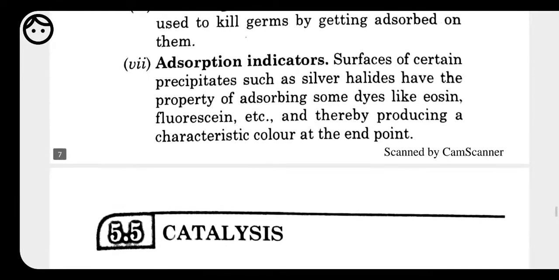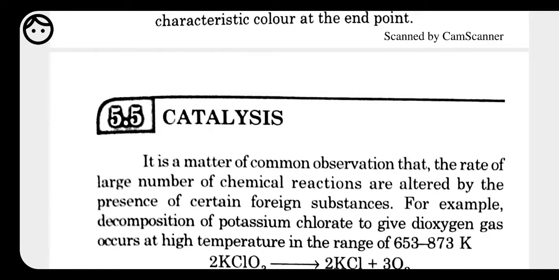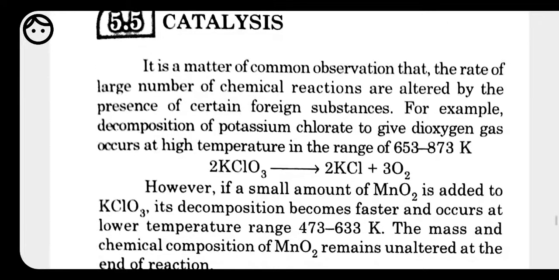Okay, now we have another topic, that is called catalysis. What do you mean by catalyst? We already know that a catalyst is a foreign substance which is able to increase the rate of reaction. Here one example is given, the decomposition of potassium chlorate to give oxygen gas at high temperature in the range of 653 to 873.